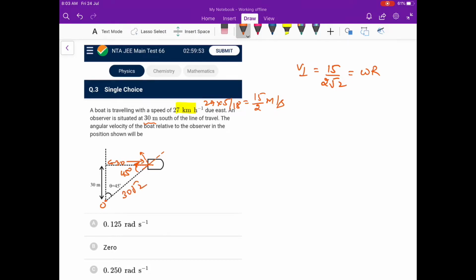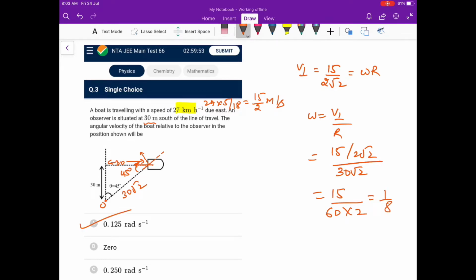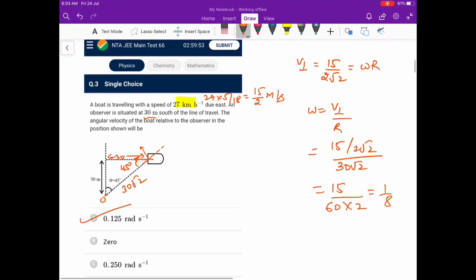So again I can directly say, omega would be v perpendicular by r. This is 15 upon 2 root 2, and r is 30 root 2. So doing this it becomes 15 upon 60 root 2 times root 2, that becomes 1 by 8, that is 0.125 radian per second. Go for option A for this question.